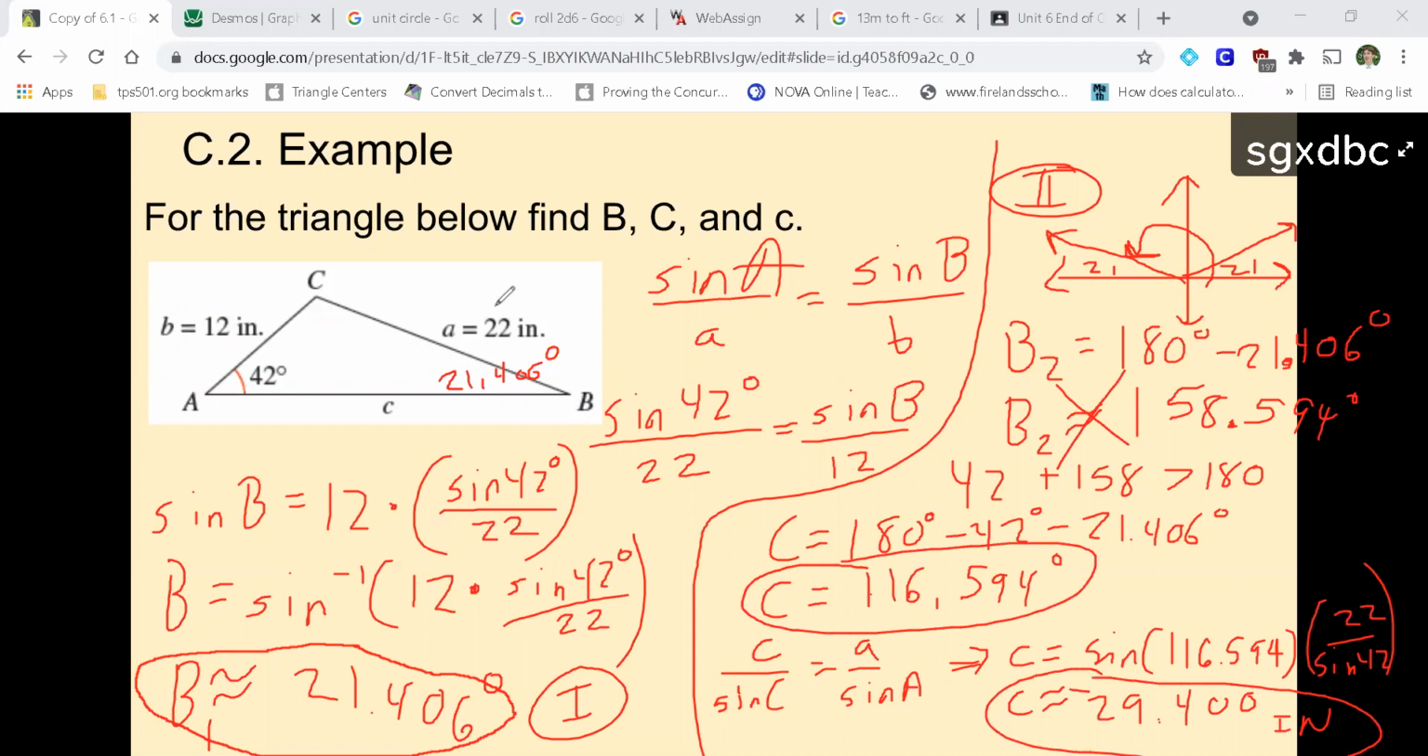And if you spot check your work, you can see that that makes sense because the largest angle, 116, is opposite the largest side. The shortest angle is opposite the shortest side, and the medium angle is opposite the medium side.